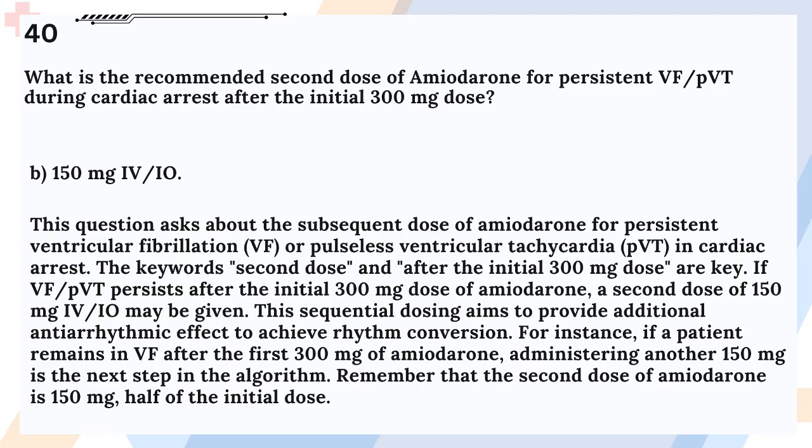For instance, if a patient remains in VF after the first 300 mg of amiodarone, administering another 150 mg is the next step in the algorithm. Remember that the second dose of amiodarone is 150 mg, half of the initial dose.